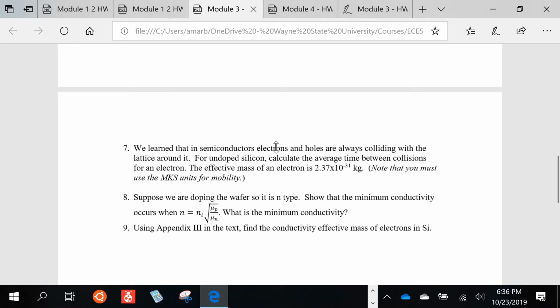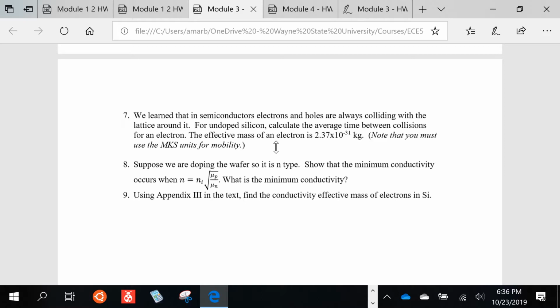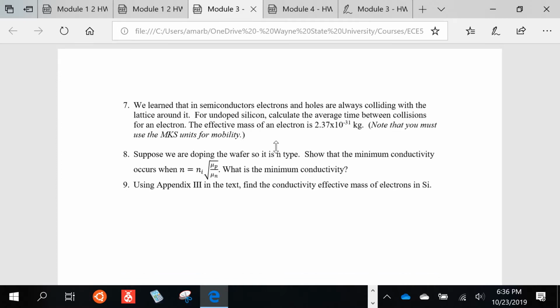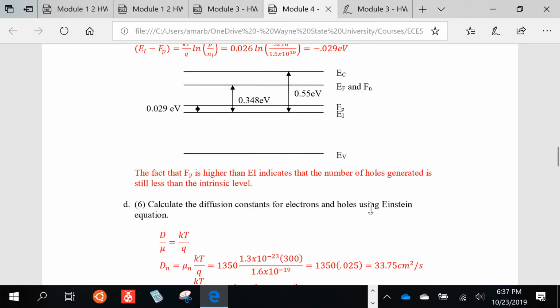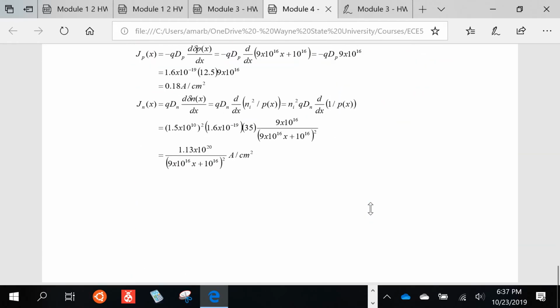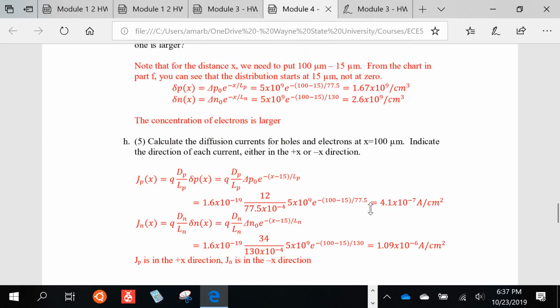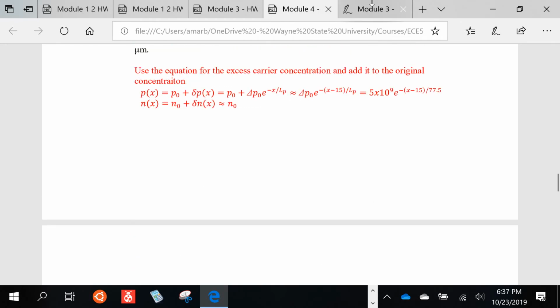Number 8. Suppose we are doping the wafer so it is n-type. Show that the minimum conductivity occurs when n equals ni times mu p over mu n. All right, this is an interesting question. Let's look at the solution here. This is like a little mathematical trick. Oh, I'm on the wrong module. Sorry.